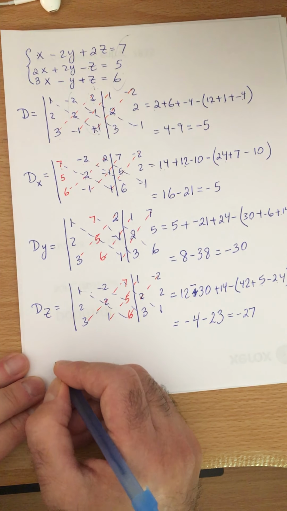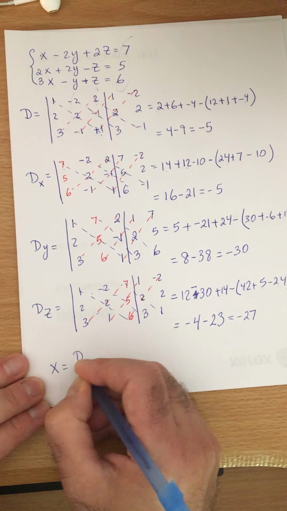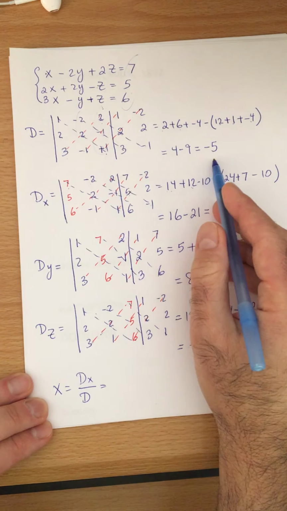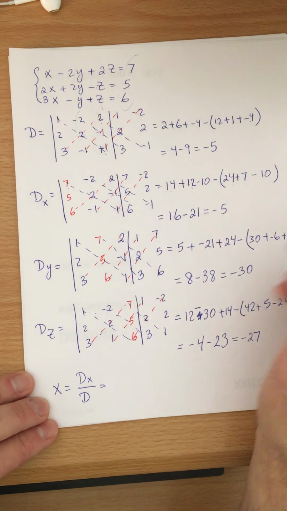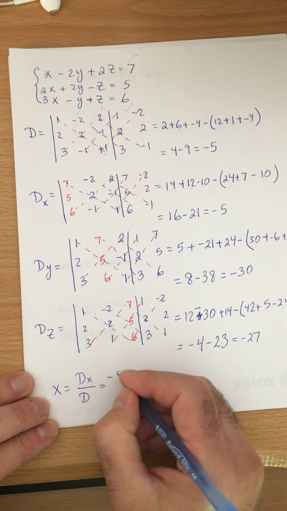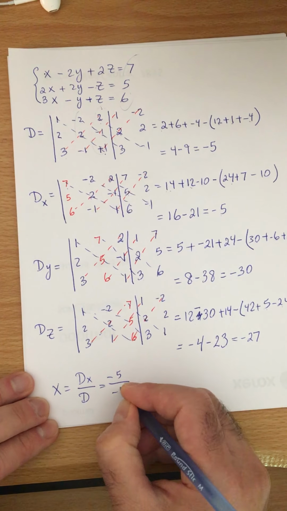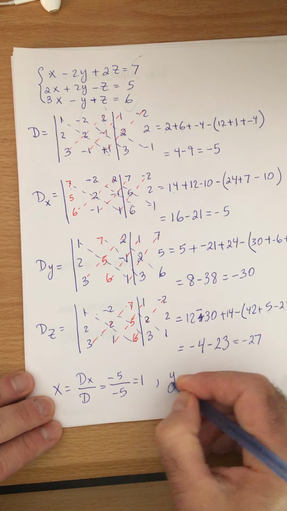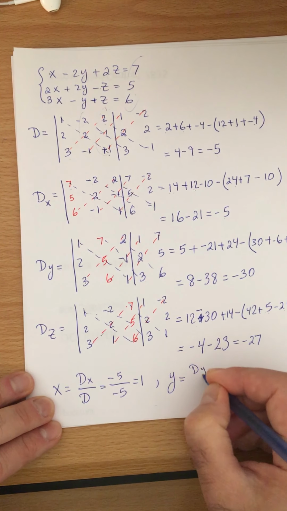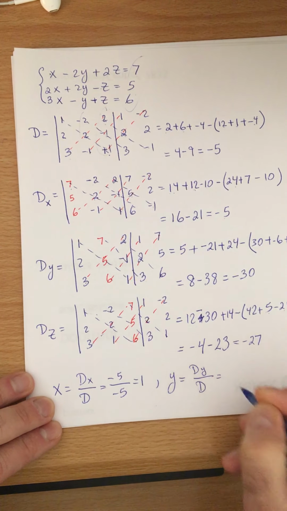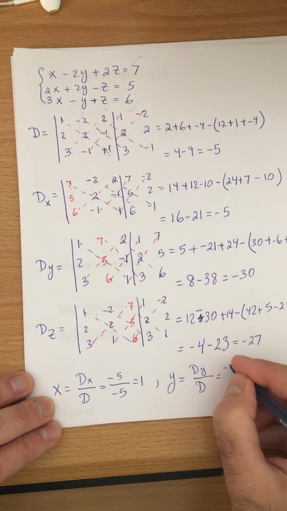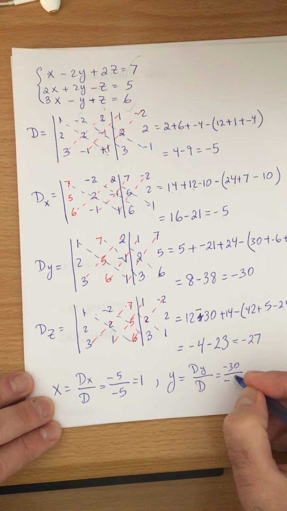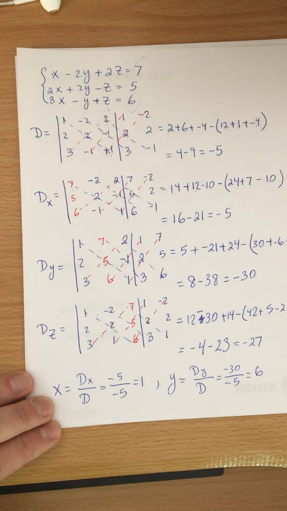So anyways, how do I get my x? That's d of x over d. So what's d of x? D of x is negative 5, over d, which is negative 5. That gives you a positive 1. So x is positive 1. Y is d of y over d. D of y is negative 30 over d, which is negative 5, and that gives you a positive 6.